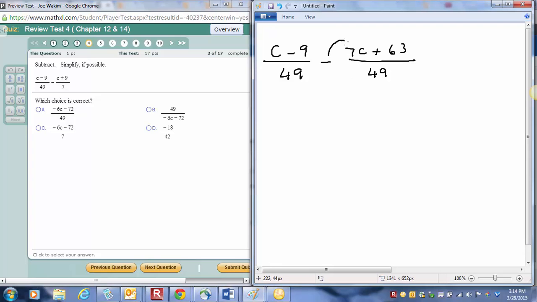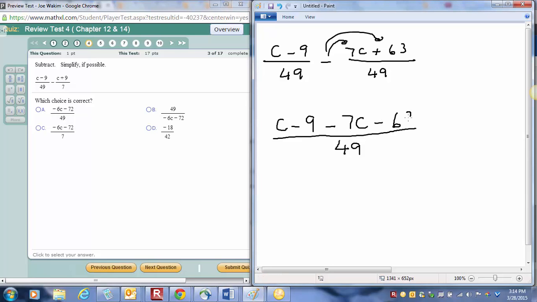Notice the minus also should distribute to both terms. Let's put them under the same 49 denominator. The first will not change, c minus 9. The second becomes negative 7c minus 63. Let's subtract. 1c minus 7c is negative 6c. Negative 9, these are like signs, so we're going to add them. And 63 plus 9 is 72, but it's a negative 72 because like signs we add and save the sign.